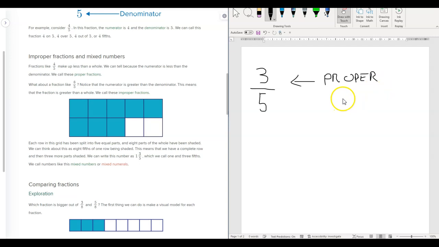Okay, sorry about my bad writing with my mouse. So this is a proper fraction where the numerator is smaller than the denominator. If I had something like 7 over 5, the numerator is now bigger than the denominator, so this is what we call an improper fraction.